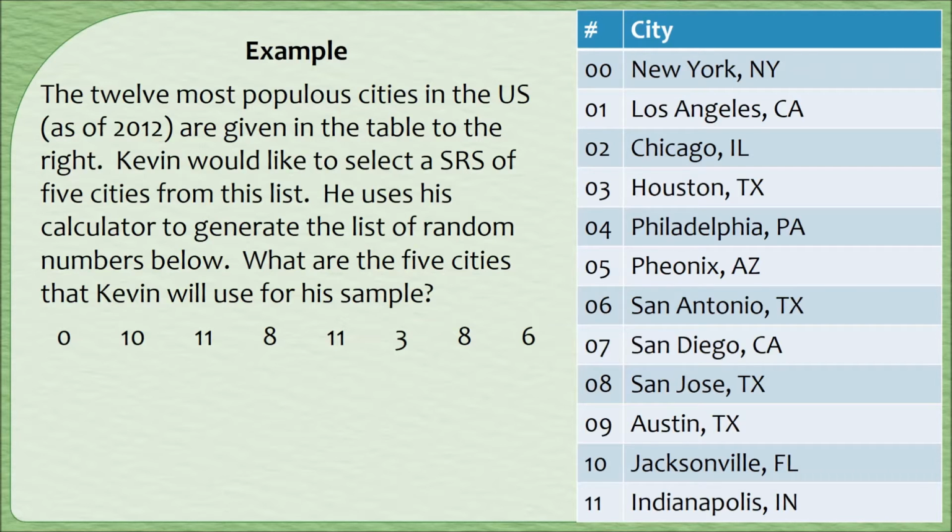So in this case, these are the numbers that Kevin got on his calculator. So whatever calculator he used, the first random number it gave him was 0, and then the next one was 10, and then 11, and so on. So a couple things I want you to notice. Thing number 1 is that even though Kevin only wants 5 cities for his sample, he has chosen more than 5 random numbers.